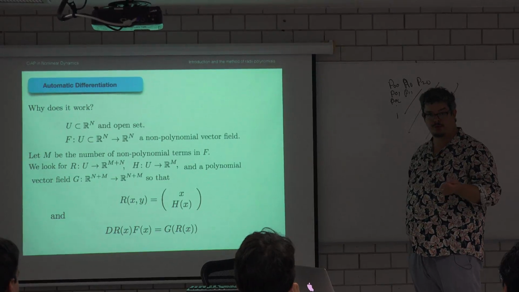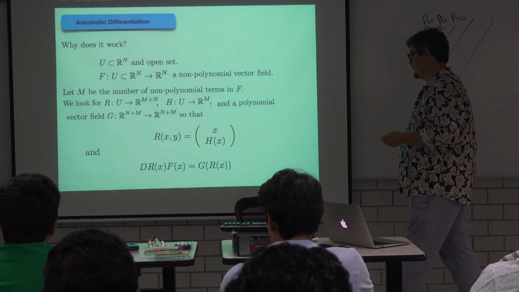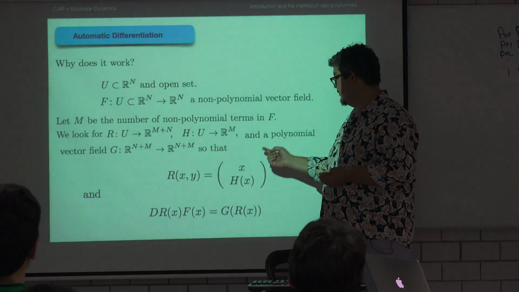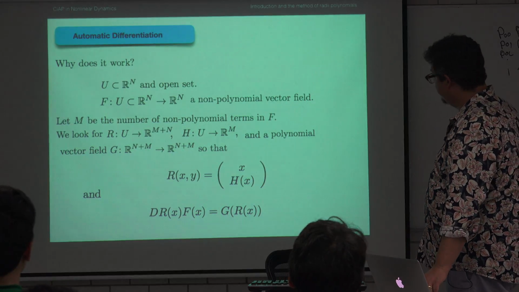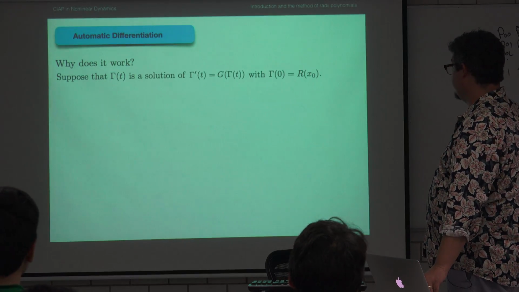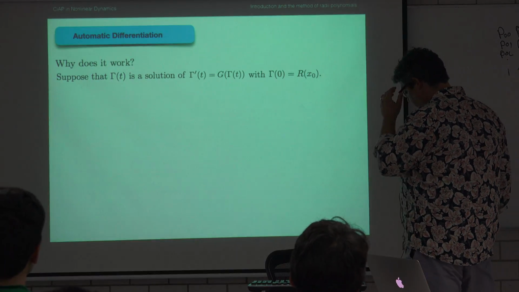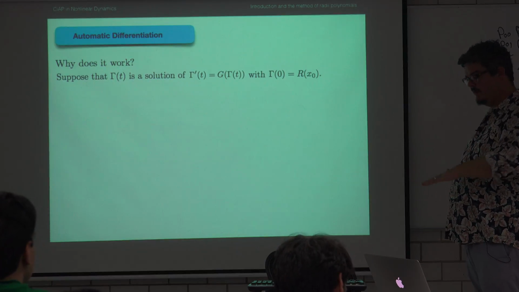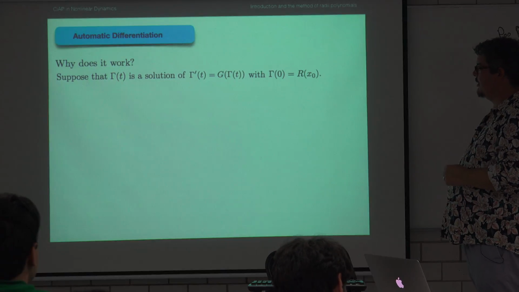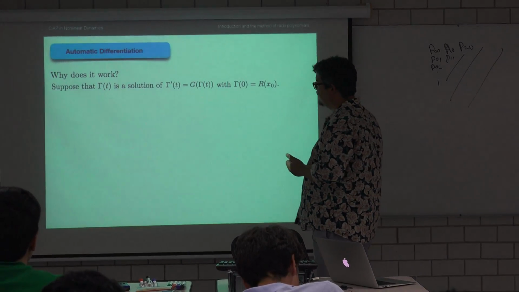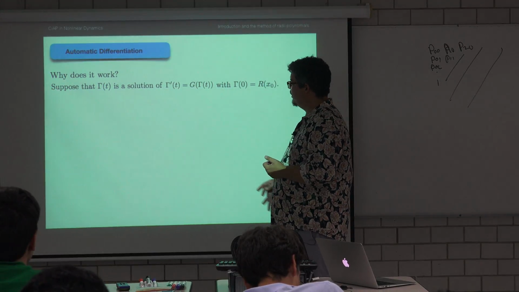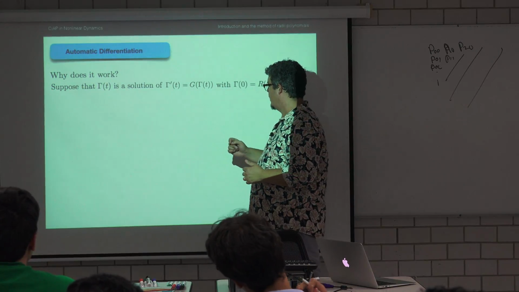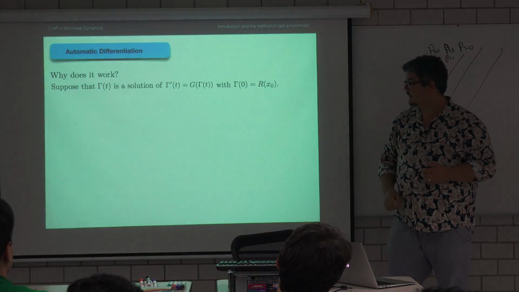And this looks a lot like the parameterization method for invariant manifolds a minute ago. It's an infinitesimal conjugacy relation. Right? So the important thing here is that G should be polynomial. If you can do this, then orbits of G with initial conditions in the image of R project down to orbits of F, which was your non-polynomial problem. So to see that, what are we going to do? Well, suppose you have a solution of the differential equation for G. This is the polynomial problem with initial conditions on R.